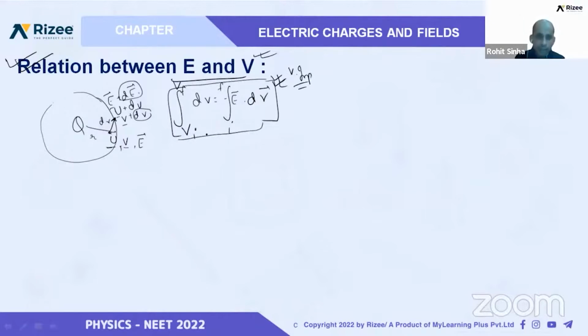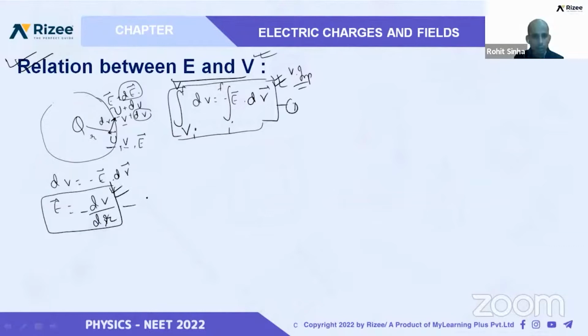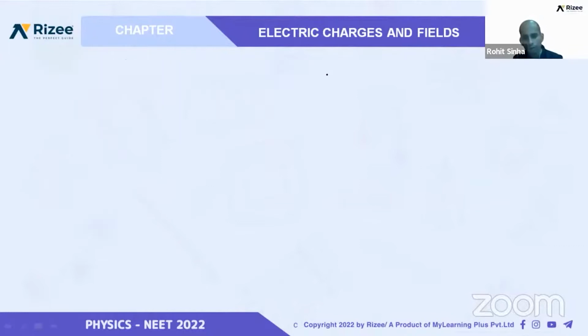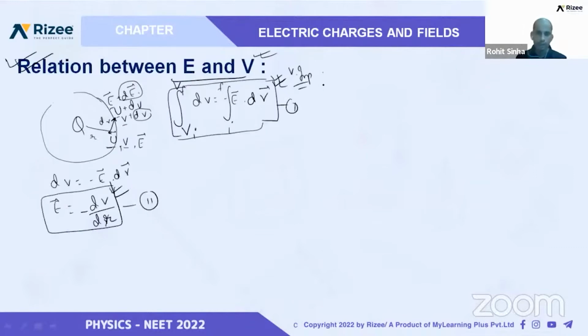Similarly, since we got dV is equal to minus E dot dr, we can write from here also E is equal to minus dV by dr, with the negative sign. This is very important, both 1 and 2 are very important. Any doubt till now? Any doubt? We will discuss some questions also here.